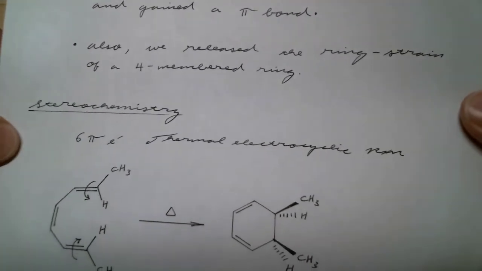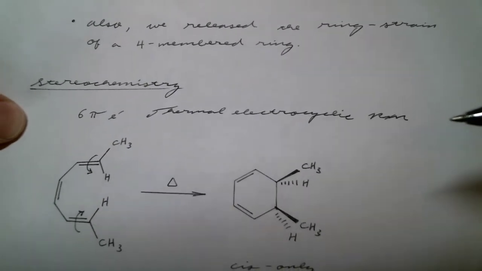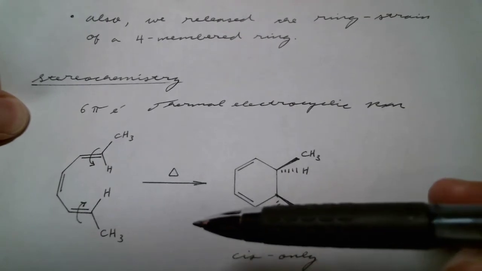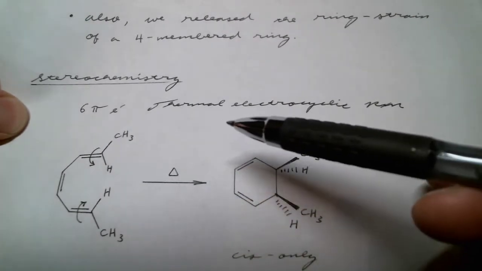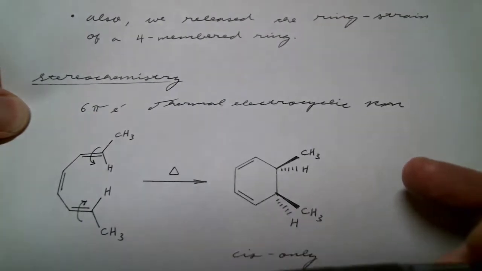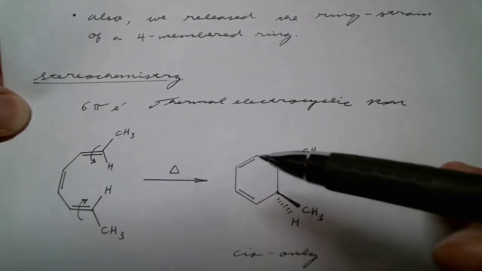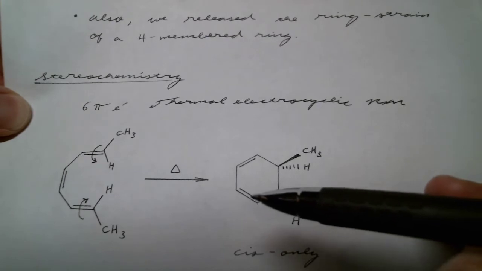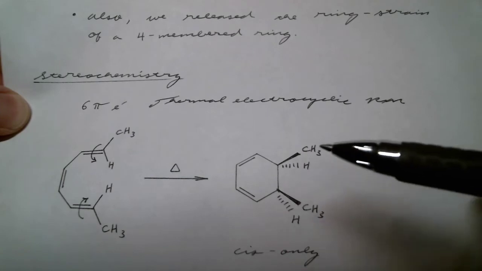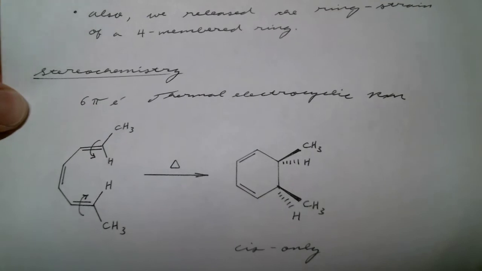There's some interesting stereochemistry and stereochemical consequences that are associated with these pericyclic reactions. So, for example, let's take this 6 pi electron thermal electrocyclic reaction that we are heating. And when we convert this triene to a cyclohexadiene ring, we see something interesting. What do we see? We see that the methyl groups end up cis with respect to each other. And that's kind of interesting.